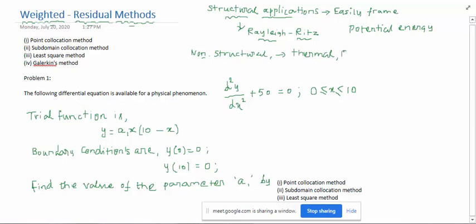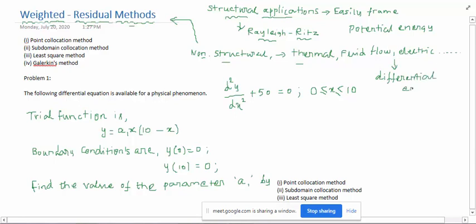Okay, for non-structural problems like thermal, fluid, electrical, electromagnetics, for that kind of applications the weighted residual method is preferred. Why? Non-structural means the differential equation of the phenomena is readily available. Okay, that is why we directly use the weighted residual method. Okay, so there are four methods available. So this can be asked in your 2 marks: point collocation, subdomain collocation method, least square, and Galerkin method. Okay, so directly we can move on to a problem so that you will understand the four methods.